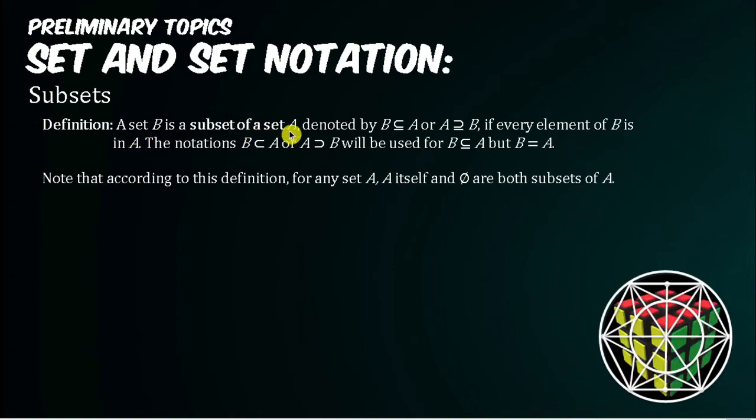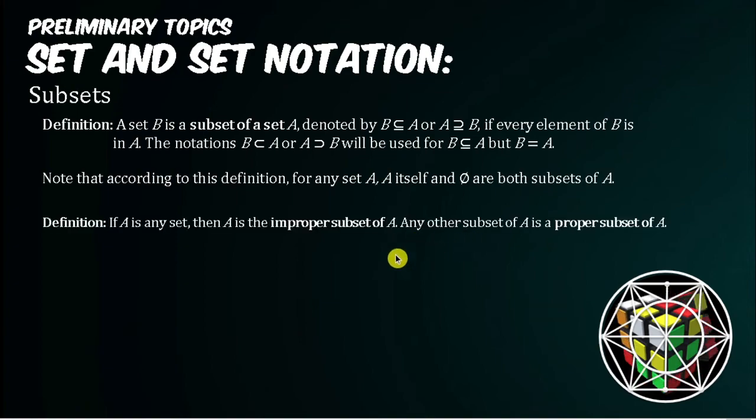The notations that we can see here, this is used actually if the subset is a proper subset. Later on, I think andito pala. What are proper subsets? First, we define an improper subset. If A is any set, then A is the improper subset of A, because for any given set, itself is considered a subset, because all elements of it are elements of A.